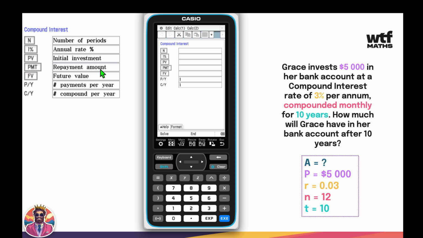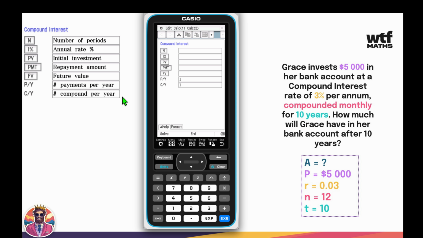If you want to work out repayments, you can also use your ClassPad for this. FV is the future value. It's the money that you're hoping to get in the end. P/Y is the number of payments per year. And C/Y is the number of compounding periods per year.